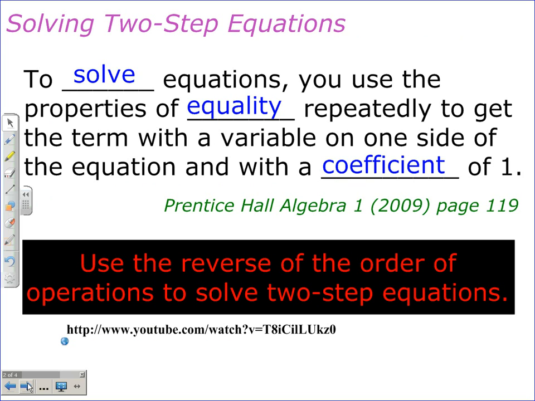To solve equations, you use the properties of equality repeatedly to get the term with the variable on one side of the equation and with a coefficient of 1. We will be using the reverse of the order of operations to solve two-step equations. The order of operations I'm referring to is PEMDAS. Please excuse my dear Aunt Sally.